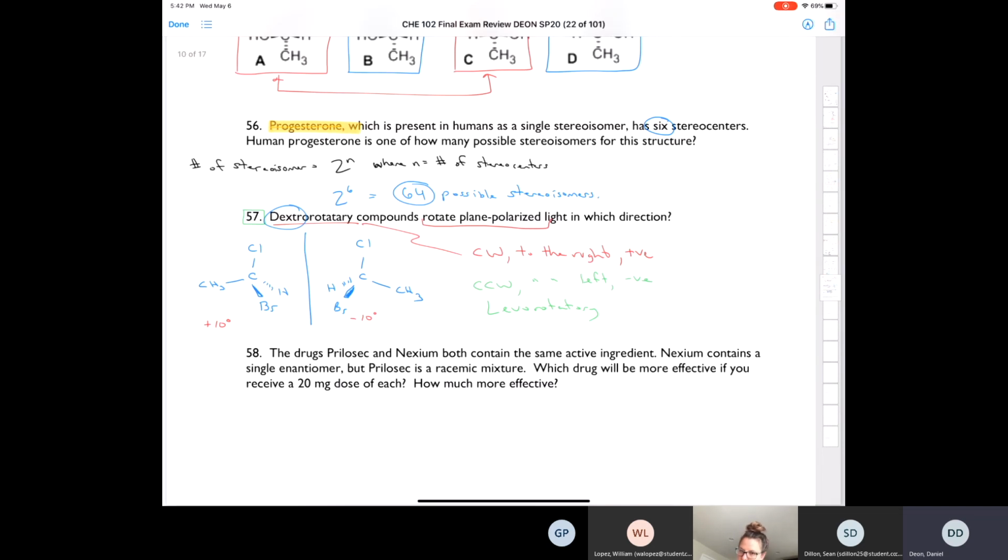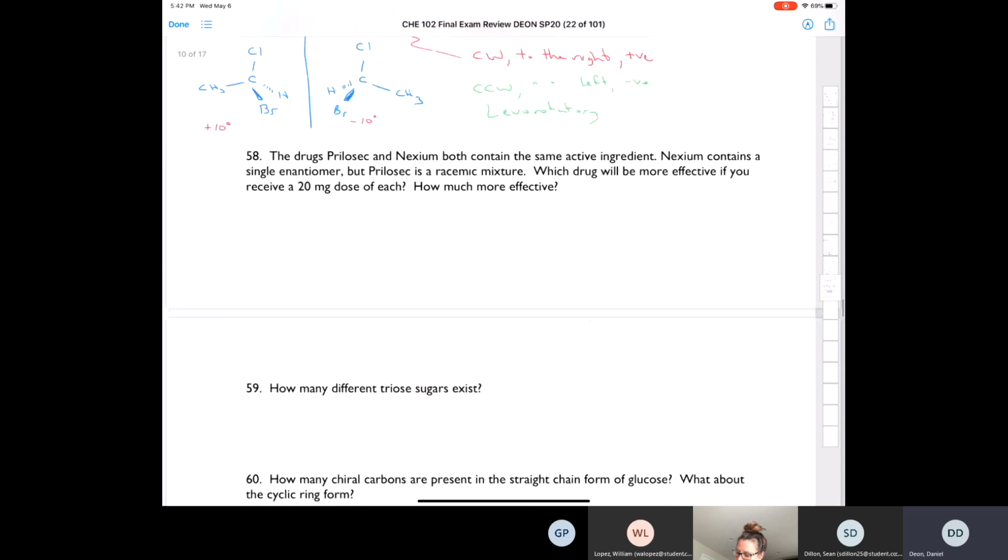Anyhow, a little bit more about stereochemistry. This is kind of a fun one for anybody who's ever, maybe, administered drugs before. It says here the drugs Prilosec and Nexium both contain the same active ingredient. They're proton pump inhibitors. They help with heartburn. But Nexium contains a single enantiomer, but Prilosec is a racemic mixture.